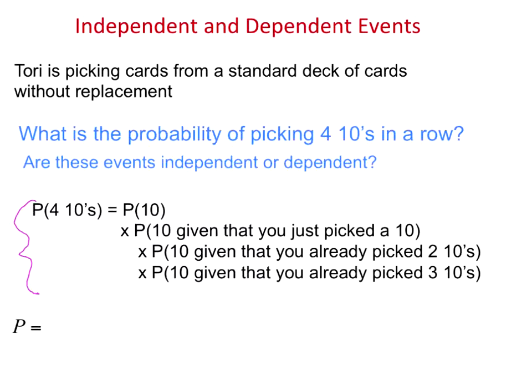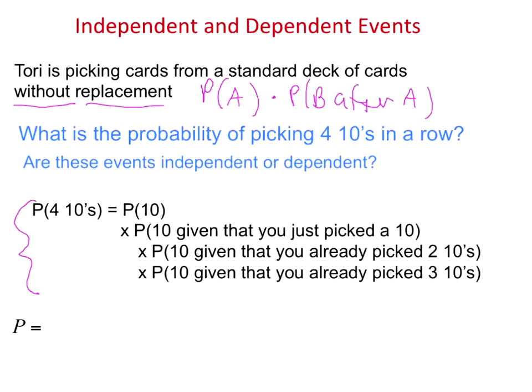Tori is picking cards from a standard deck without replacement. Without replacement. So before I go any further, circle without replacement in your notes. Remember that what that is, that's the probability of A times the probability of B after A. What's the probability of picking 4 tens in a row?